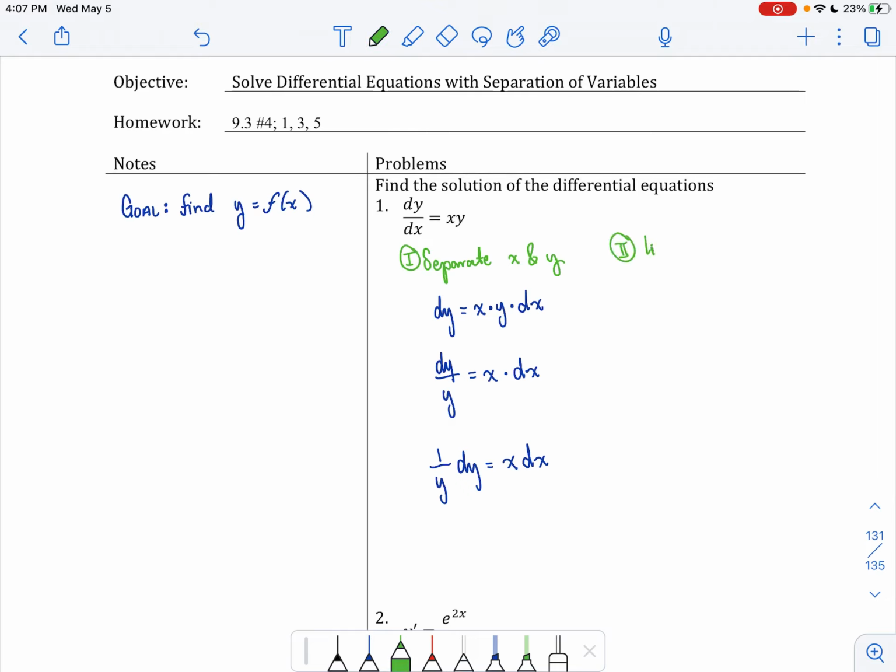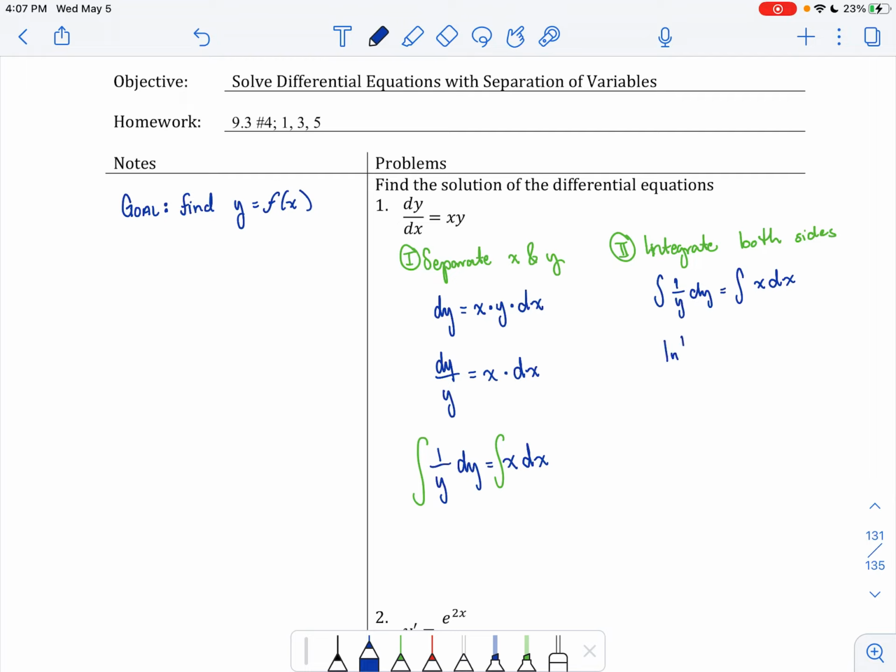Once we have our variables separated, what we want to do is integrate so that we can get rid of our derivative and get the original function. And we just want to integrate both sides, treating both sides equally, like that. So the integral of 1 over y dy is equal to the integral of x dx. Now we're going to use our antiderivative skills. The 1 over y is the ln of y, and the integral of x is 1/2 x squared plus c. So don't forget the plus c.